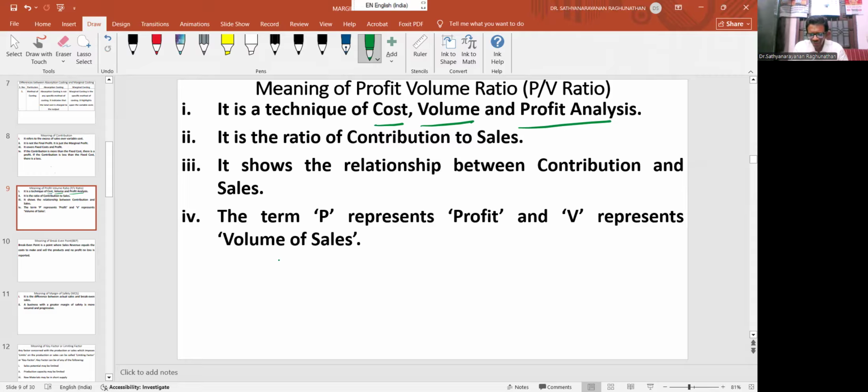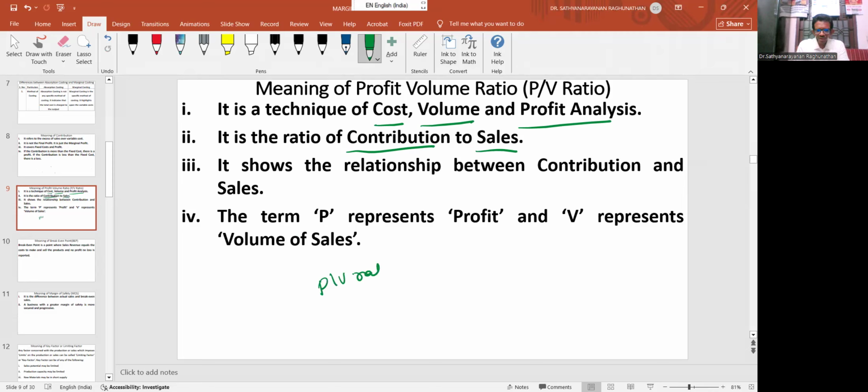So by comparing the cost incurred for producing that number of outputs with how much you have sold, that margin is what is called profit. That is what is called profit volume ratio. Profit volume ratio means contribution to sales.